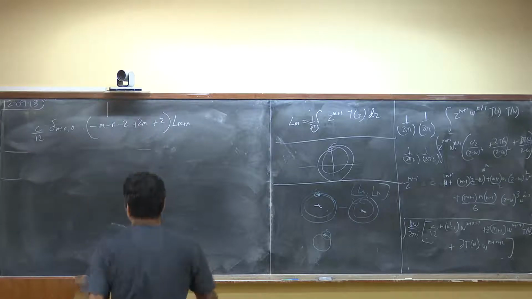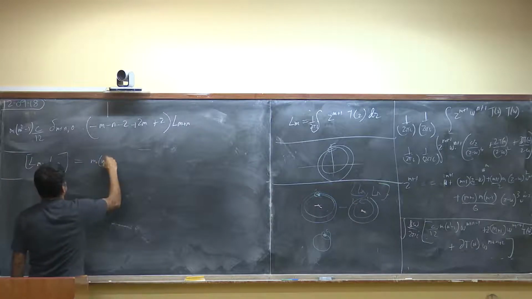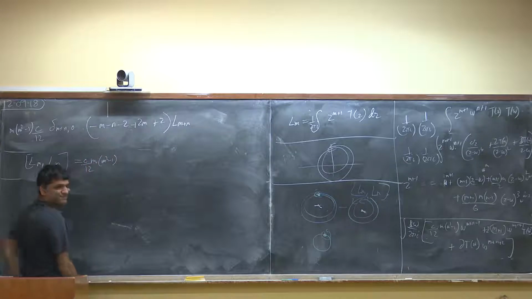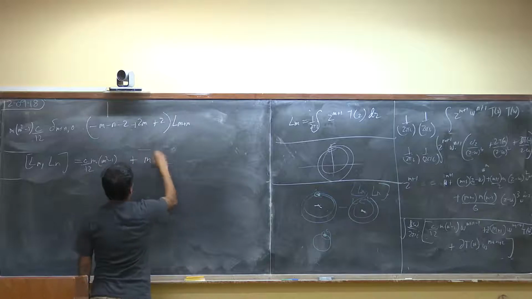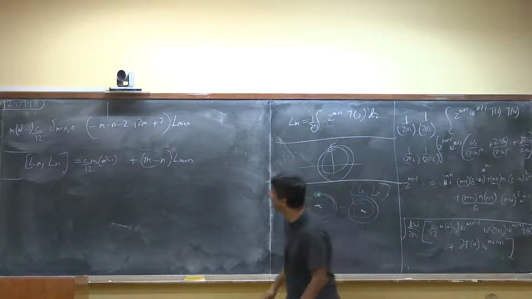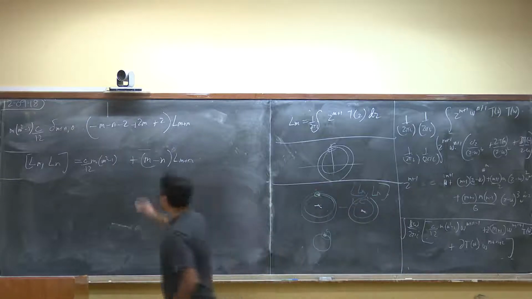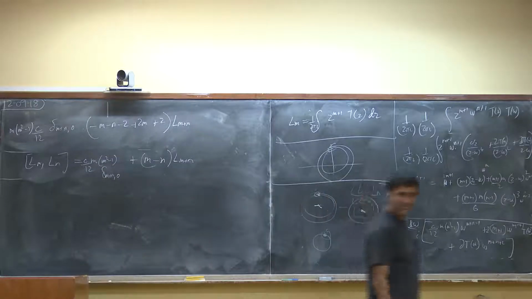Okay, so let's write this better. So we get L of m comma L of n is equal to m minus n L of m plus n, plus c by 12 times m into m squared minus 1, plus a delta, delta of m plus n comma 0.